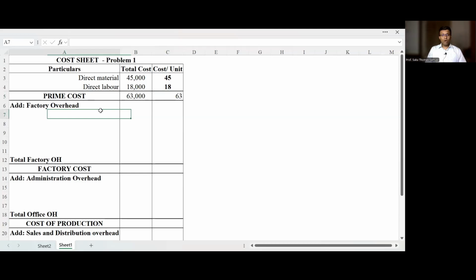Okay, so now let's move on. Now we have to take into consideration our factory overheads. Now, which are the factory overheads that we have?